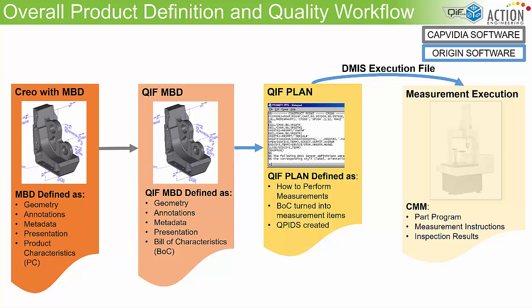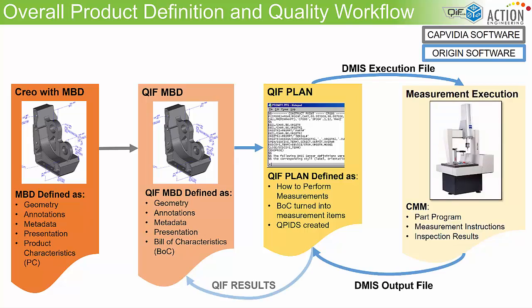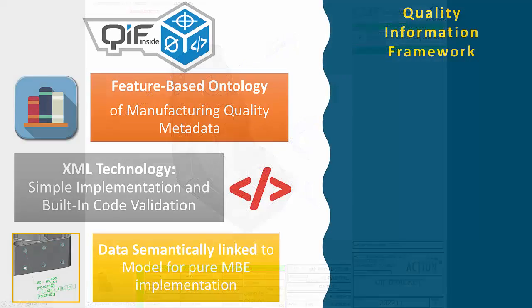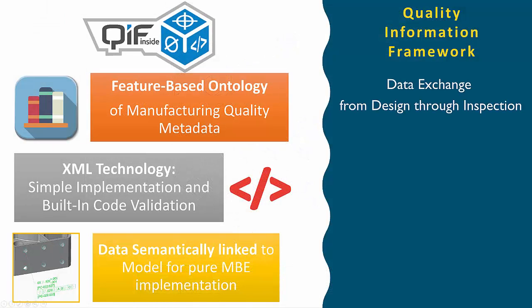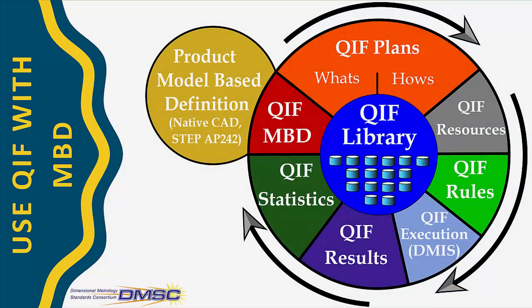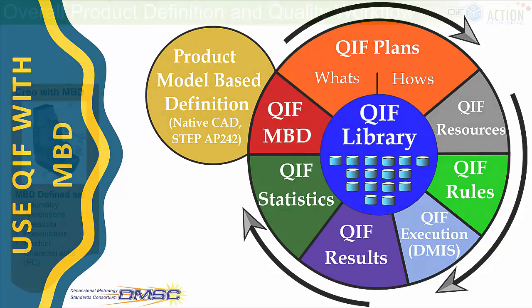This automated inspection loop is based on using MBD, or model-based definition, and the QIF standard format. The ANSI standard Quality Information Framework, known as QIF, is a feature-based ontology of manufacturing quality metadata, built on XML technology and semantically linked to the CAD model. This video describes a typical and realistic workflow for automating the quality process using the QIF format.